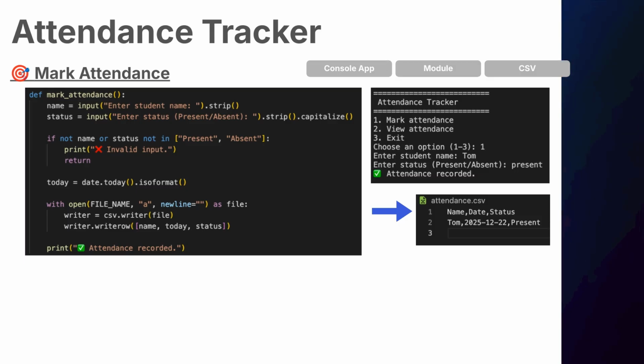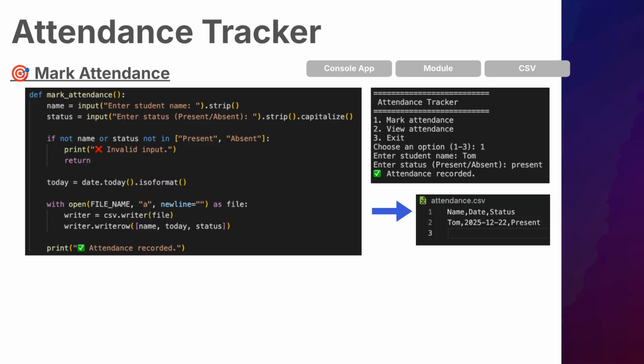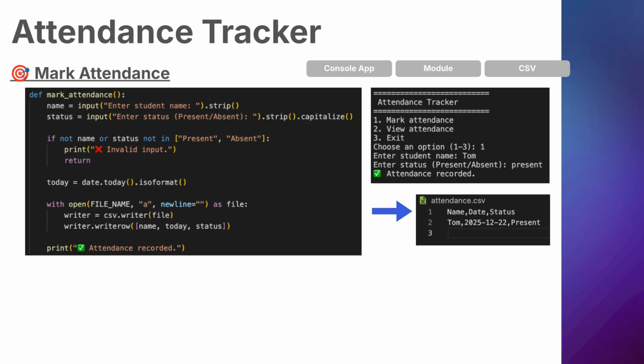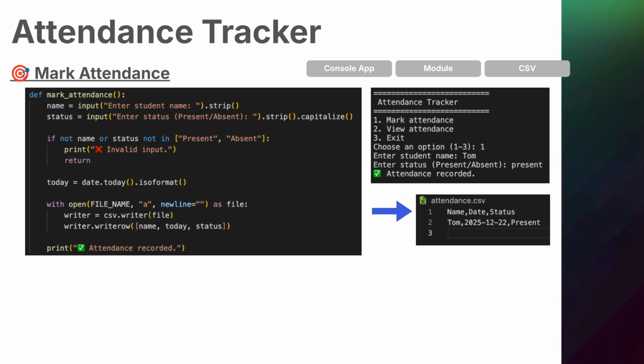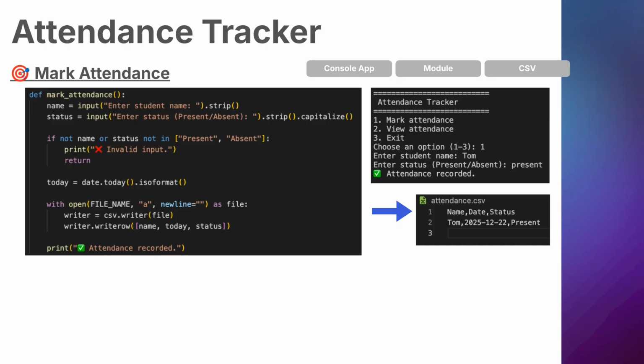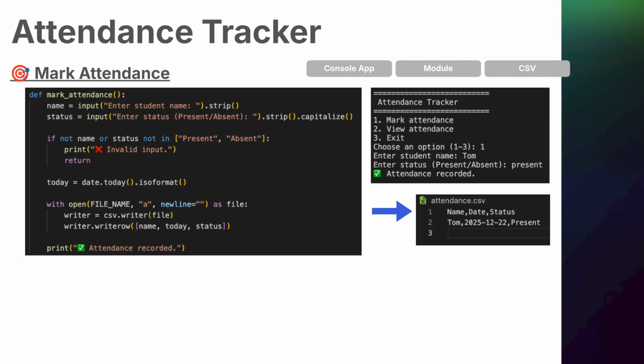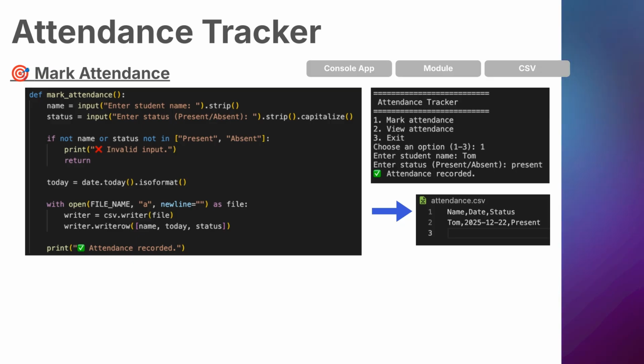Once the input is valid, the function automatically gets today's date in a standard format. It then opens the CSV file in append mode, which means a new row is added without touching existing records. The student's name, the date, and the status are written as a single attendance entry. Finally, the program confirms that the attendance has been recorded successfully. This clear feedback lets the user know their action worked as expected.